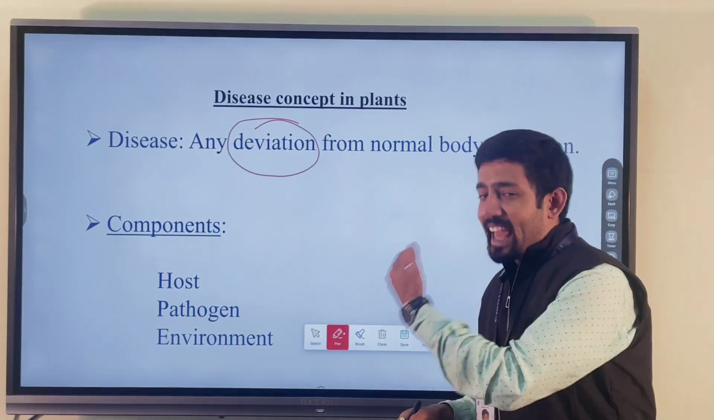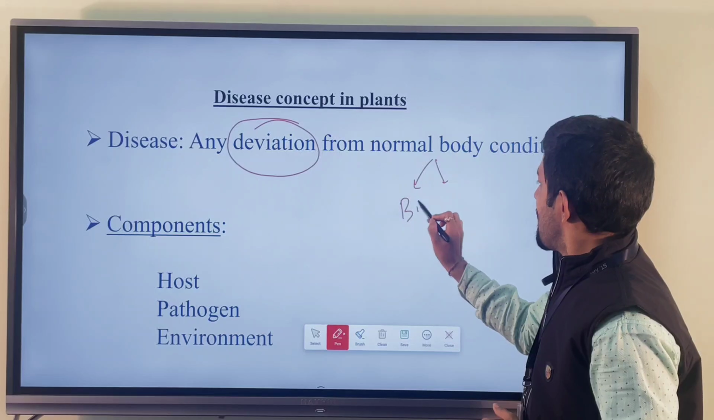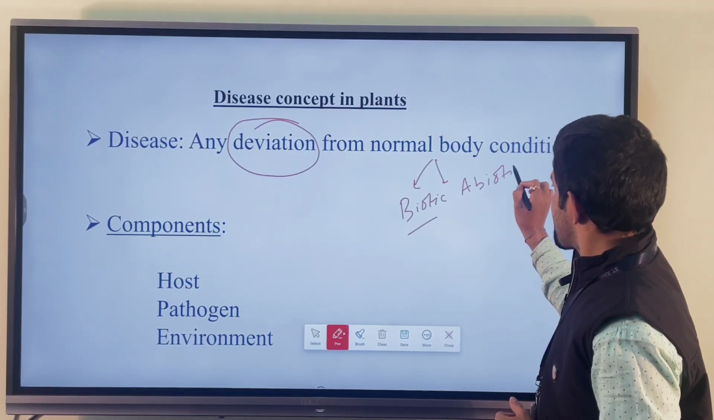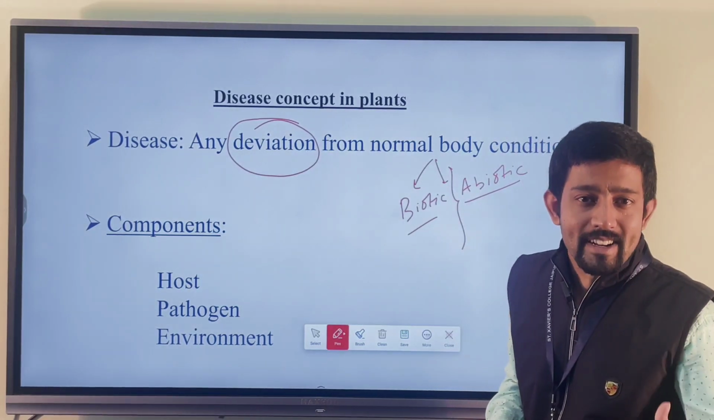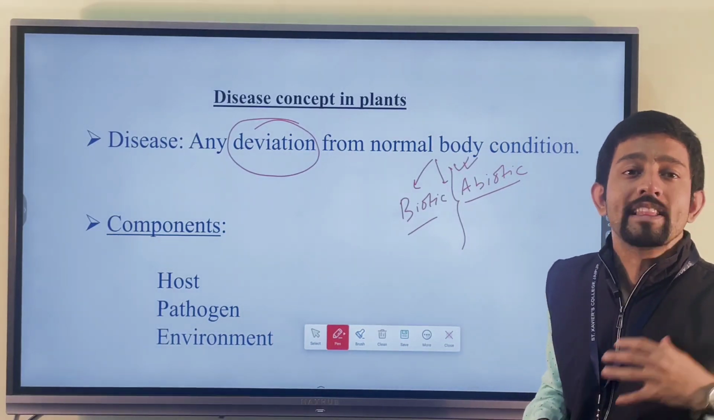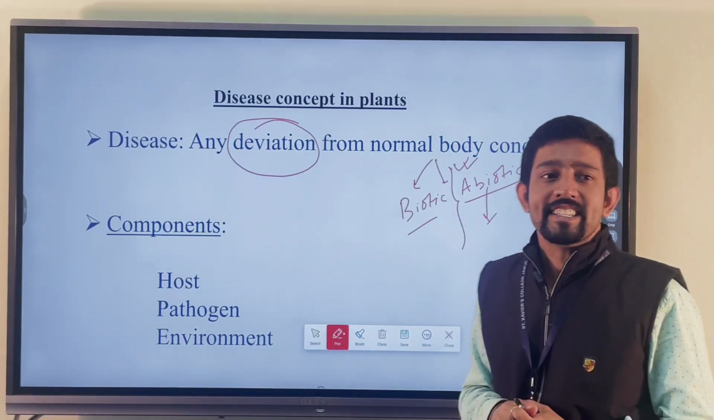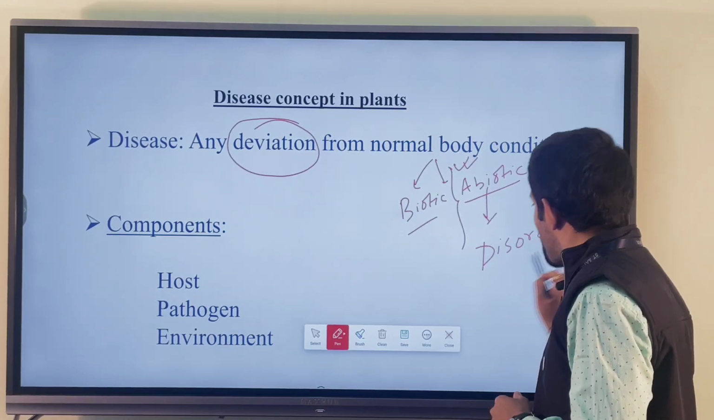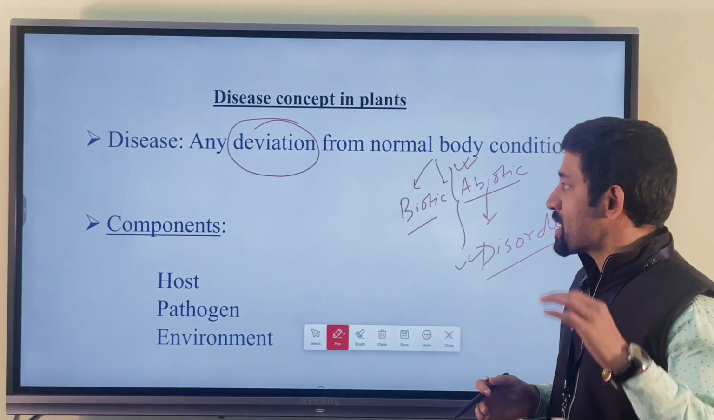The causal agents for the disease may be classified into two types. One is the biotic causal agents and another one is the abiotic causal agents. The biotic causal agents are the living causal agents of a disease. In contrast, the abiotic causal agents are non-living causal agents of a disease, and very practically, it is termed as a disorder. So what I told is that any deviation from normal body condition is known as a disease.